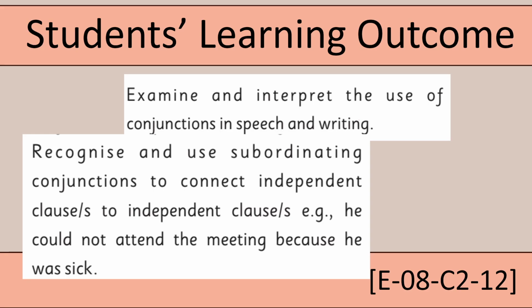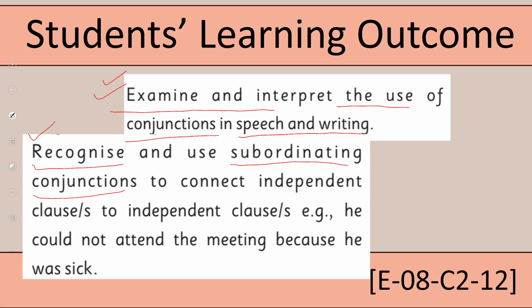Here we have two SLOs, two chunks basically. It is considered as one learning outcome. First one is to examine and interpret the use of conjunctions in speech and writing. Here we will learn and recall about conjunctions, what they are, why do we use them, and some conjunctions we will see. And the next one, we will recognize and use subordinating conjunctions, which is a type of conjunction to connect independent clauses to independent clauses.